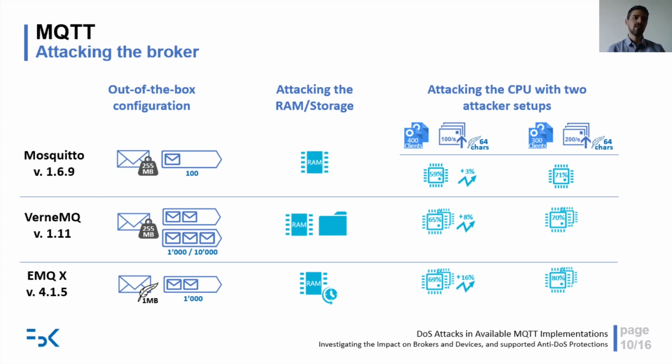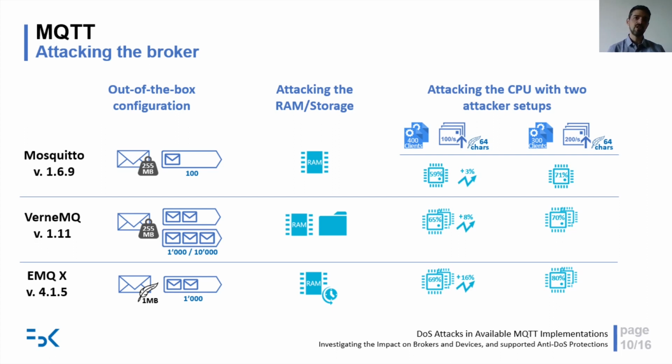When attempting to attack the CPU usage, we tailored the request to two attacker configurations: the publishing rate according to the default queue size in Mosquitto 1.6.9, that is 100 per second, and the payload size to account for resource-constrained devices, 64 random characters. Then we increased the number of publishers until reaching 90% CPU usage on the attacker machine, that is 400 clients simulated with Apache JMeter.